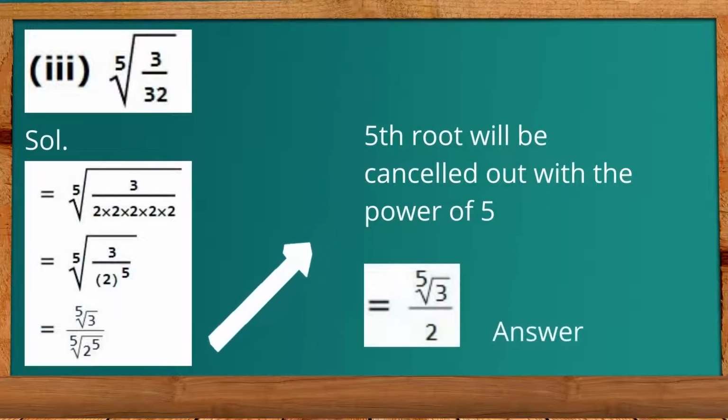Question number 3 is the fifth root of 3 over 32. Now we know that the factors of 32 are 2 five times. After placing the factors we will get the fifth root of 3 over 2 to the power 5. Now we will separate the fifth root of the numerator and denominator values. After that we will get the fifth root of 3 in the numerator and the fifth root of 2 to the power 5 in the denominator. The fifth root will cancel out with the value in the denominator, which is 2 to the power 5. Now our answer would be the fifth root of 3 over 2.